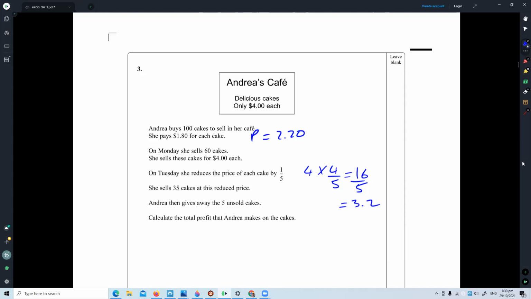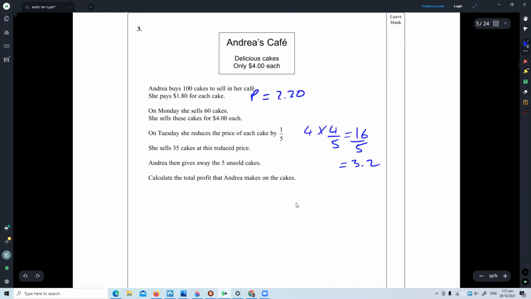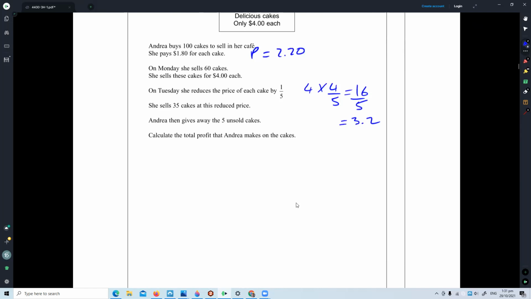She sells 35 cakes at this reduced price. Andrea then gives away the 5 unsold cakes. Calculate the total profit that Andrea made on the cakes. Well, okay, so let's take this in order. First, she made some profit with the first, so she had 100 cakes. She sold 60, so she made a profit of $2.20 on 60 cakes. So the profit is equal to $2.20 times the 60 cakes. And then she sells 35 cakes at $3.20.